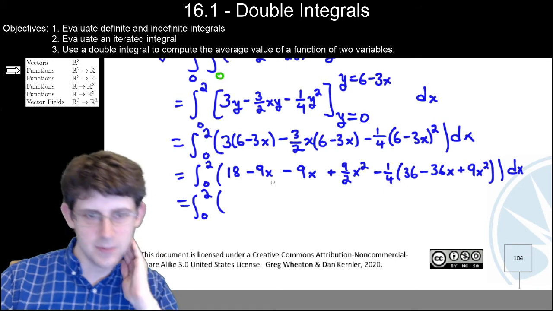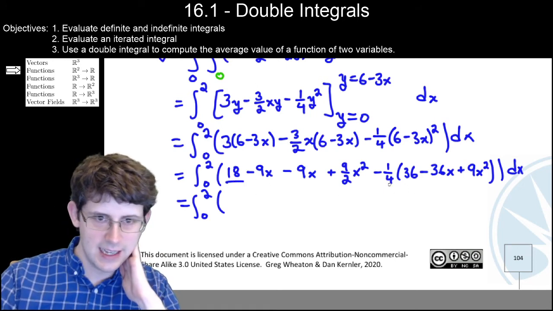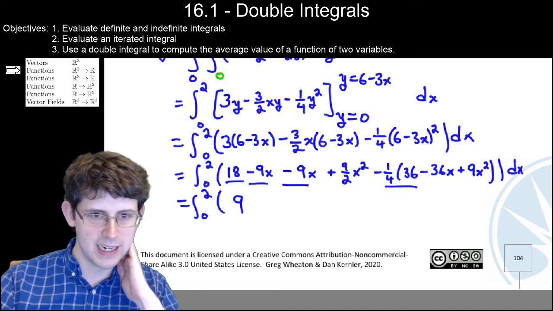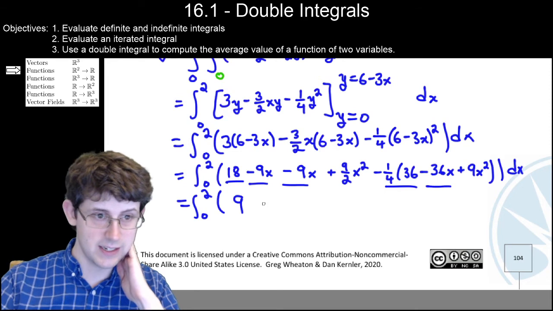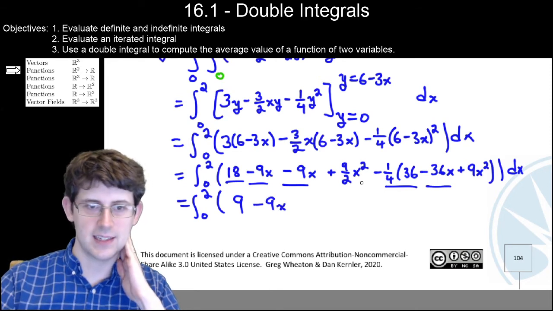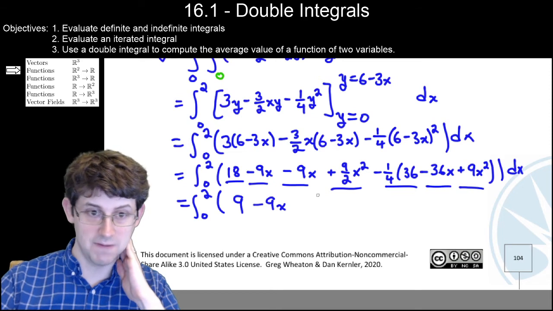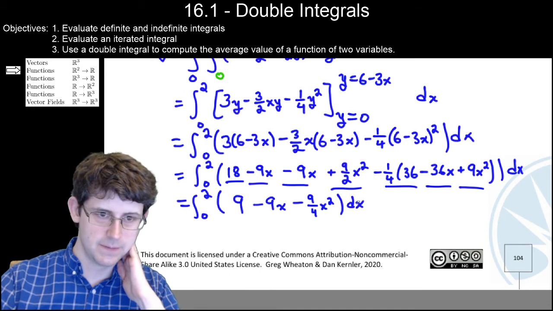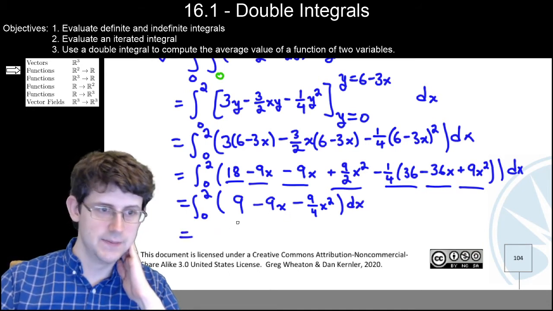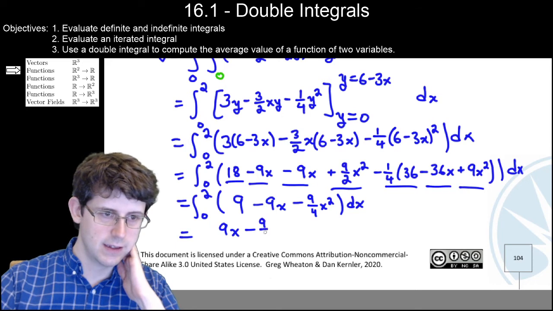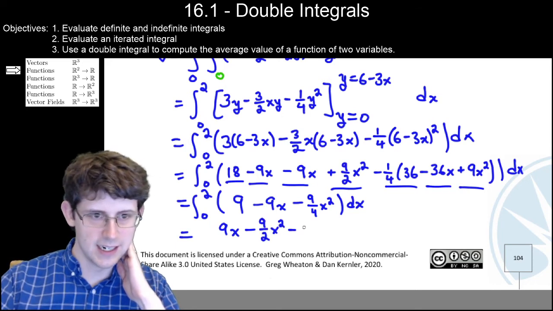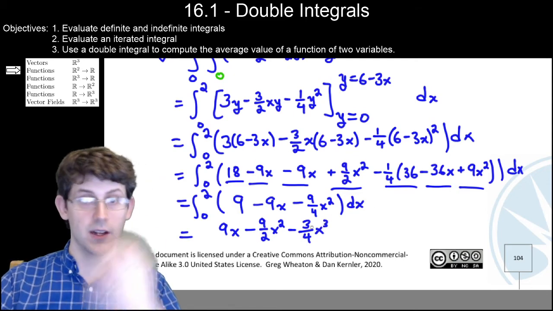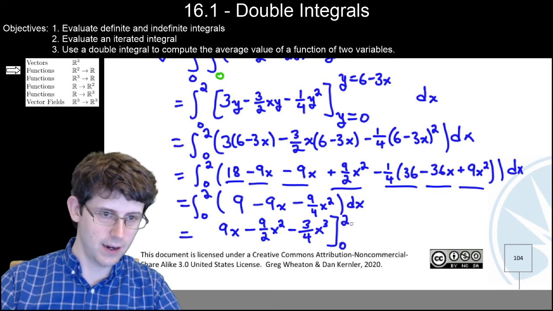So let's collect all the like terms. The constants, I've got an 18 and a minus 9, so that's 9. The x's, I've got minus 9, minus 18, plus 9, so that's minus 9. And then the x squareds, I've got 9 halves, minus 9/4. That's minus 9/4. Do this x integral. It's easy to get lost in the weeds here. Remember that the main thing you should be watching out for is after you finish the y integral, all the y's should be gone. And they were.